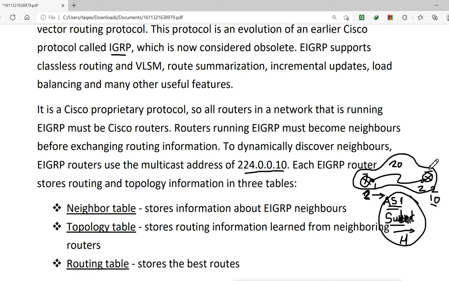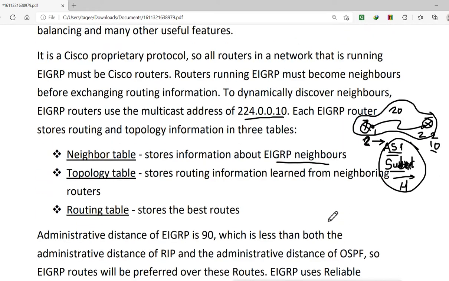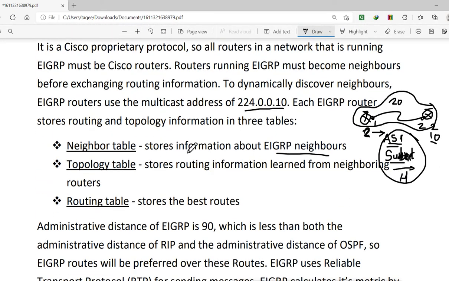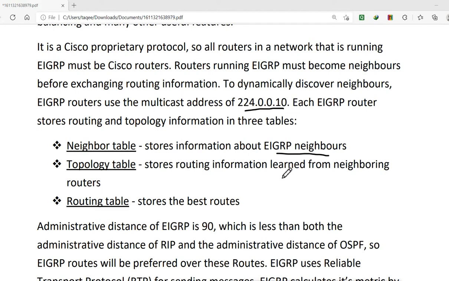and these two routers will create the neighbor table, which stores the information about the EIGRP neighbors. This is the same as OSPF, they also create the neighbor table. Then in EIGRP, it actually creates the topology table also. In OSPF, they don't create the topology table, but here in EIGRP, it actually creates the topology table.